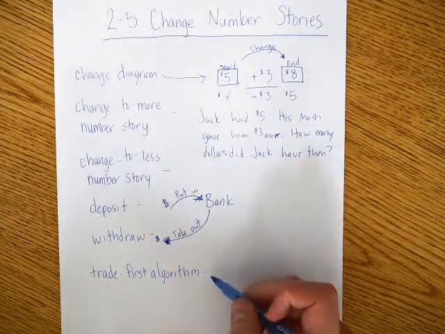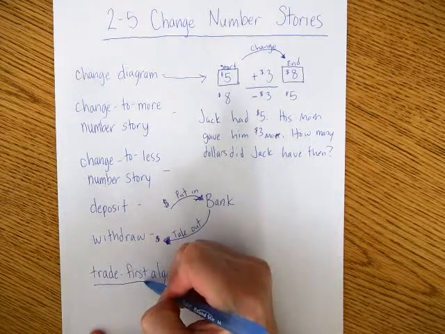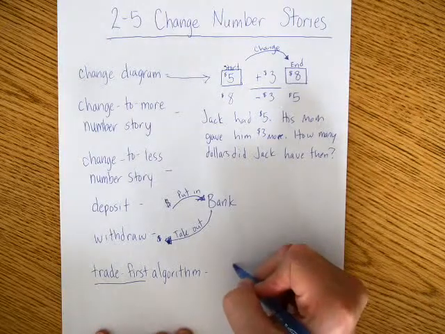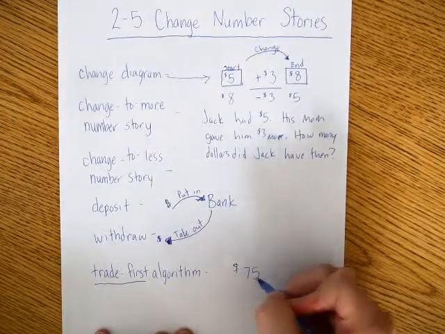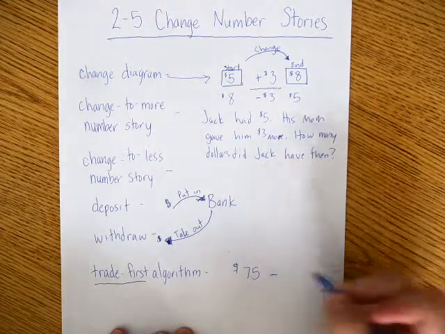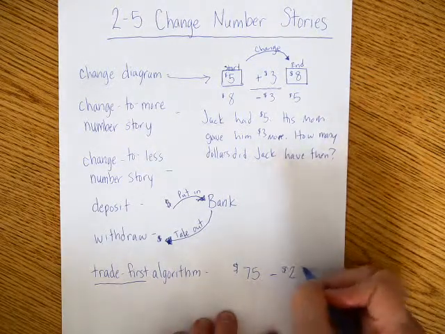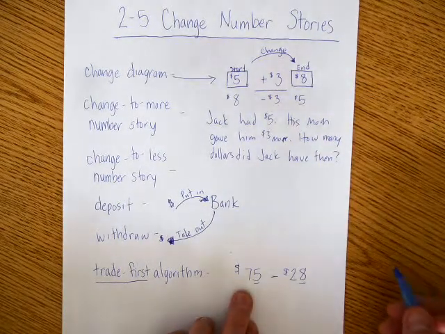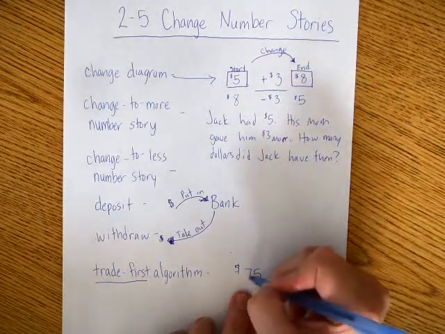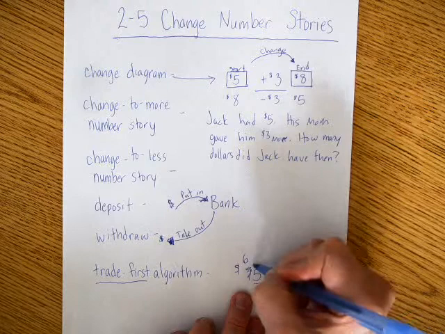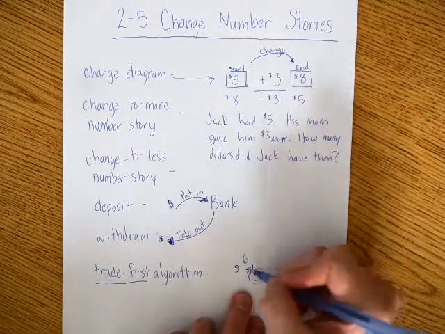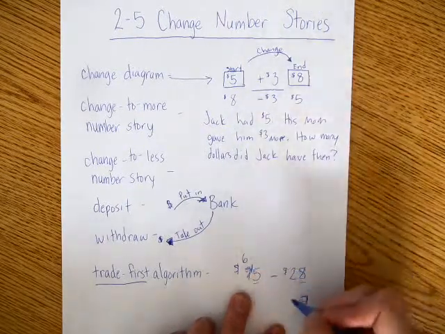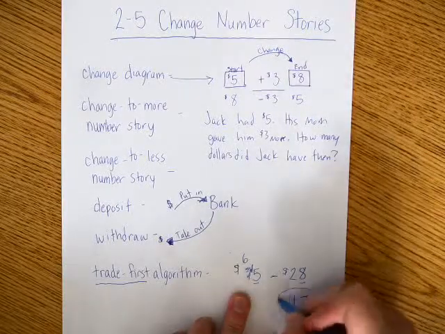And then one final vocabulary word is the trade first algorithm. With the trade first algorithm, maybe you have $75, and you have to take away $28 or something. You can think, well, I only have 5, I can't take 8 away from that. So what I'm going to do is trade one of these 10s here. I'm going to make that a 6 and put the 10 here, so I have 15. I can do then 15 minus 8 and get 7. And then I can do 60 minus 20 and get 40. So 75 minus 28 would be 47.